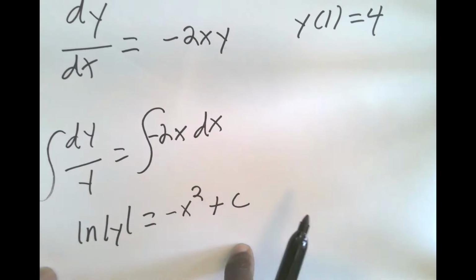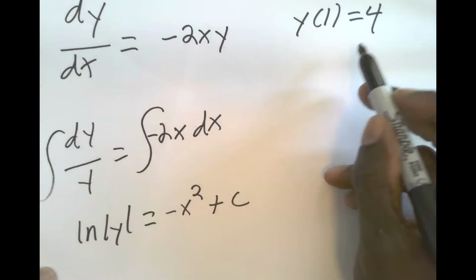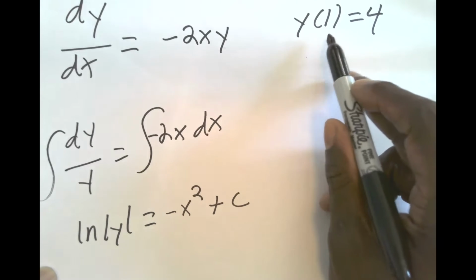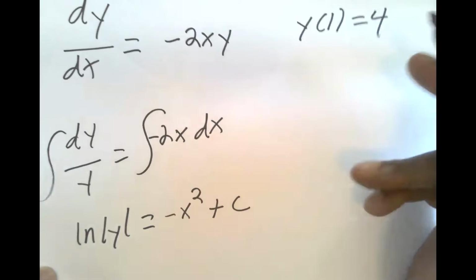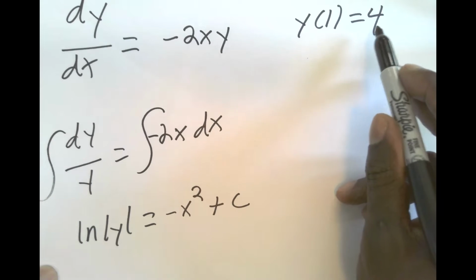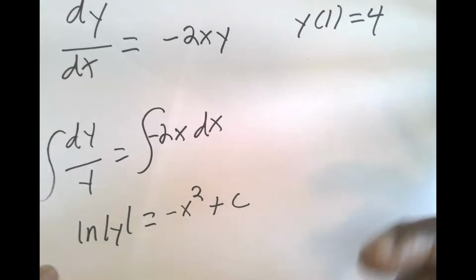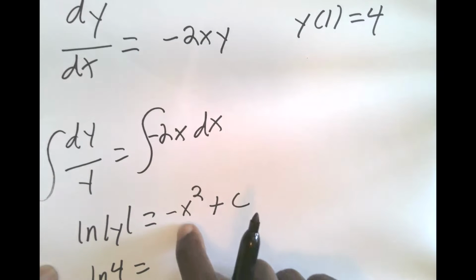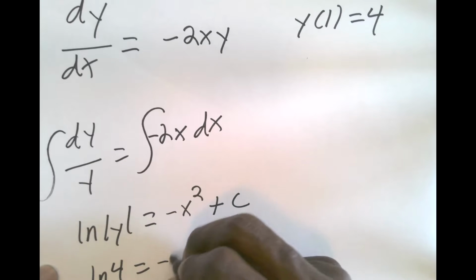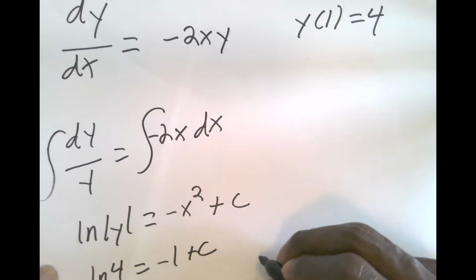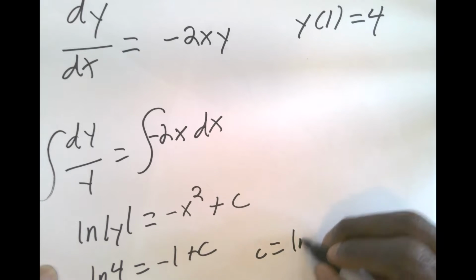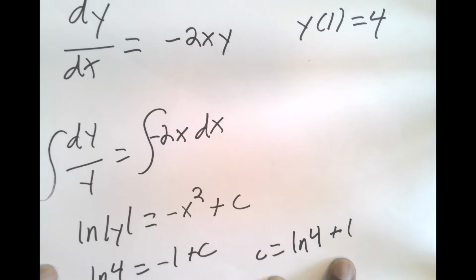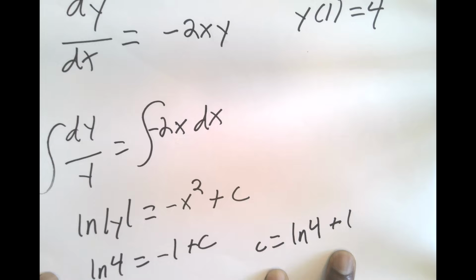Now, right after I integrate, in most cases, I like to apply the initial condition and find the value of c. So I'm going to plug in 1 for x and 4 for y and solve for c. So this will be ln 4. 4 is a positive number, so I can just write ln 4. And 1 squared is 1, so that's a negative 1. So it's -1 plus c. Therefore, c is equal to ln 4 plus 1. All right, that's the value of c. So we've used the initial condition and found the value of c.